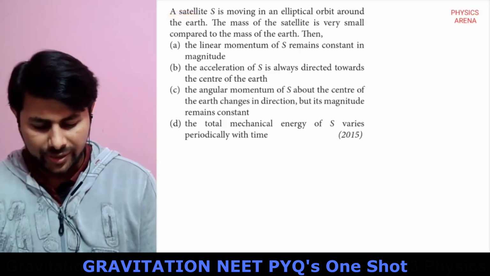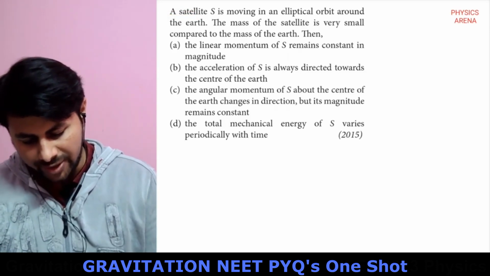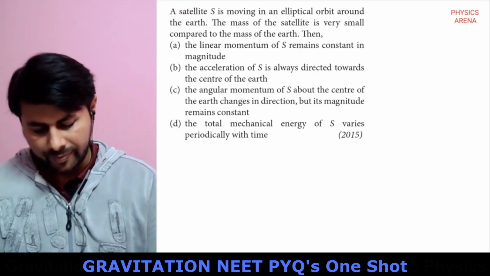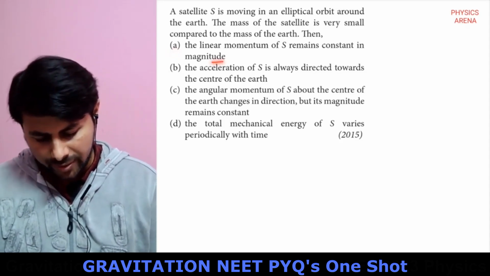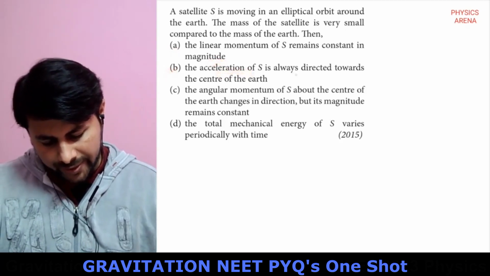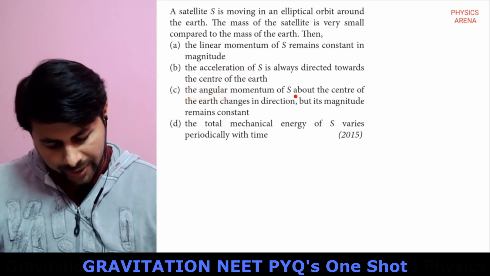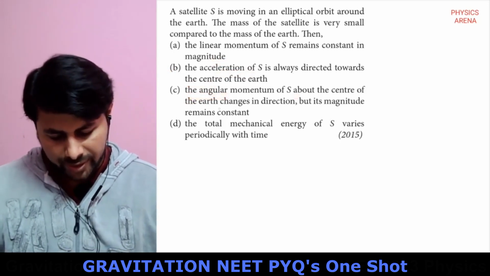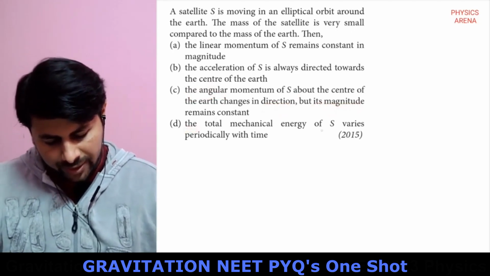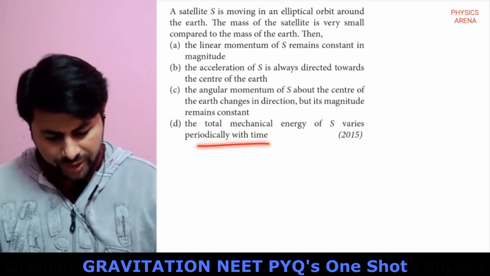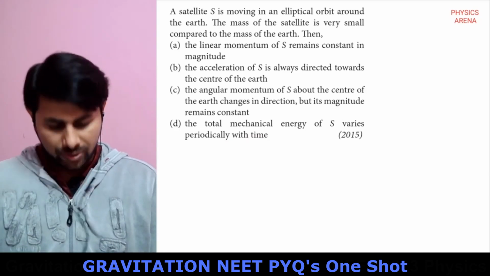Satellite S is moving in an elliptical orbit around the Earth. The mass of the satellite is very small compared to the mass of Earth. Then A, the linear momentum of S remains constant in magnitude. B, the acceleration of S is always directed towards the center of Earth. C, the angular momentum of S about the center of Earth changes in direction, but its magnitude remains constant. D, the total mechanical energy of S varies periodically with time. So which one is correct out of this?